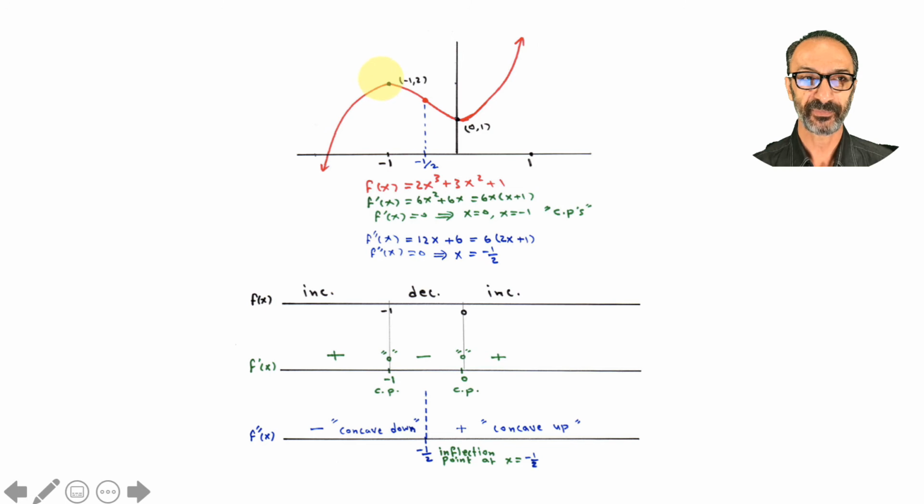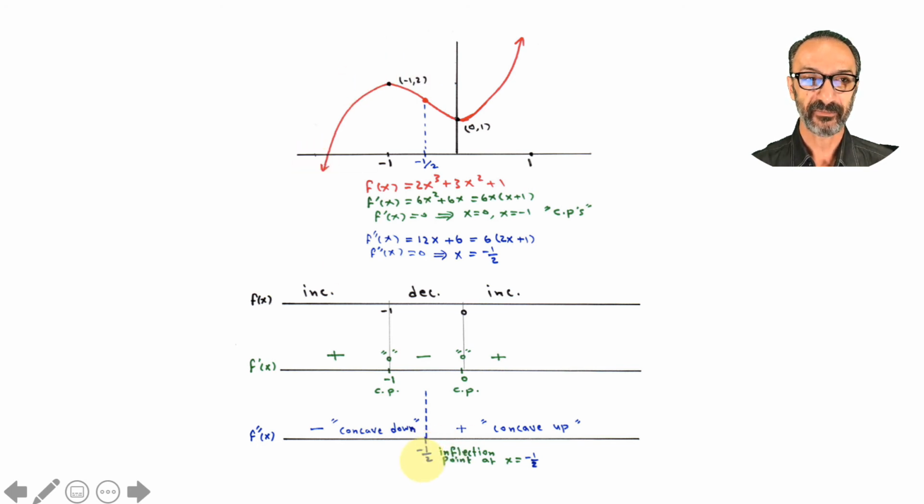Increasing, decreasing, increasing. Now, how do you go this way or do you go this way? Are you concave down or are you concave up? Well, that's why we need f double prime. To the left of -half, plug in numbers. Right here or here, you're going to end up with negative. So it's concave down. You see it's concave down.